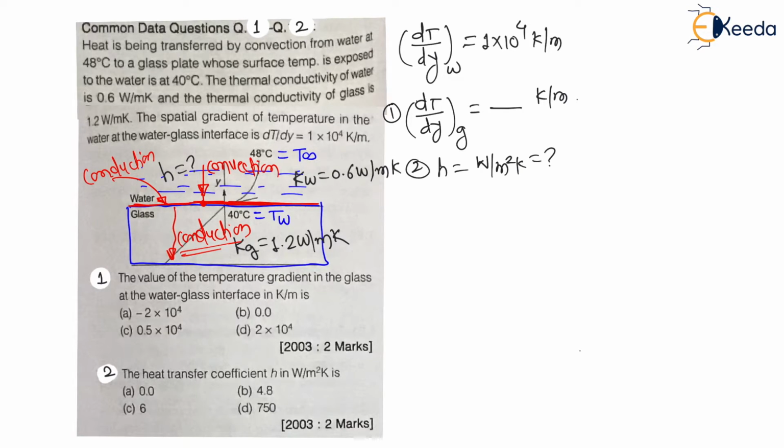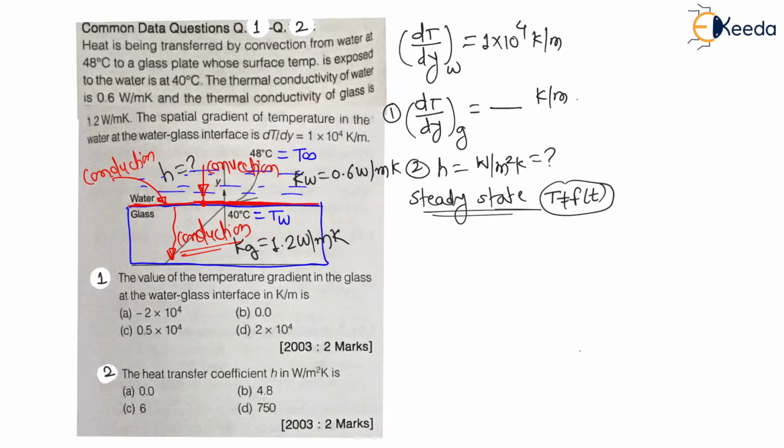Now, my dear students, here for steady state condition, the temperature will not change with respect to time. That means temperature is not a function of time, so at a particular location the temperature will not change with time. Therefore, the surface temperature, wall temperature, always remains 40 degrees Celsius, and water temperature always remains 48 degrees Celsius at a particular location. And for the steady state condition, whatever heat is transferred from the water to the glass is always the same at each and every location.